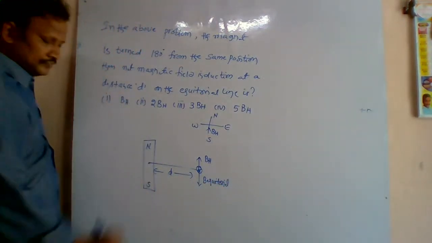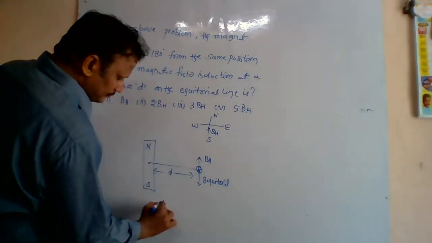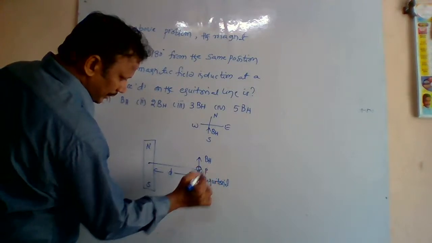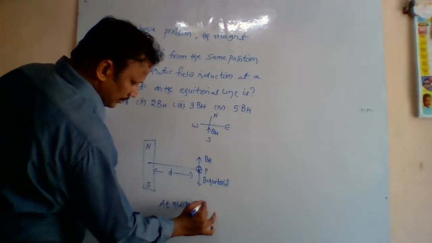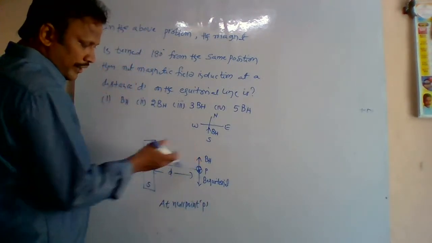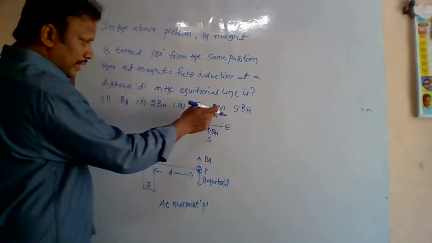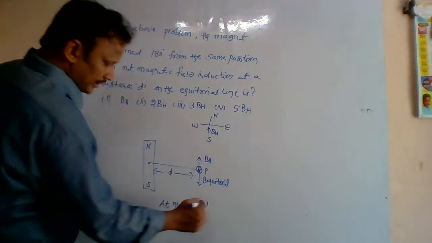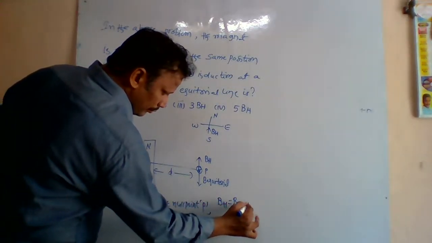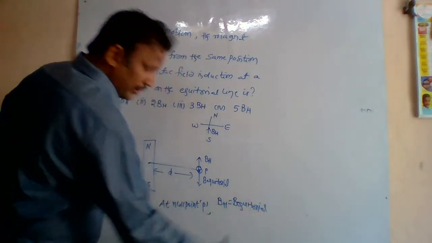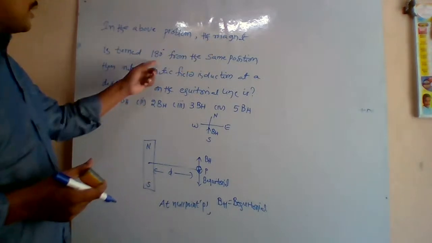South is here. This is given. Okay, now, at the null point, what happened here? I am taking a point P. At the null point, in this situation, we get the resultant field becomes zero, when the north pole of the bar magnet is pointing towards geographical north. Therefore, at that null point, BH is balanced by B equatorial.